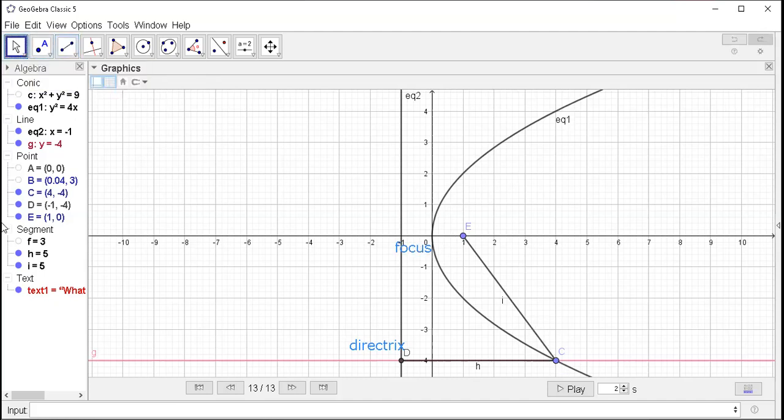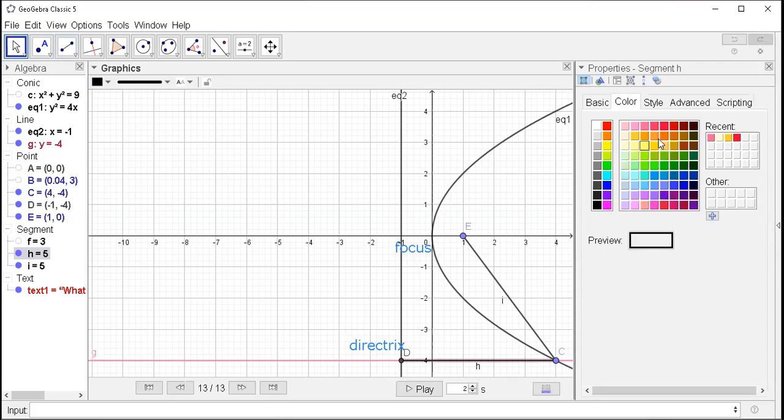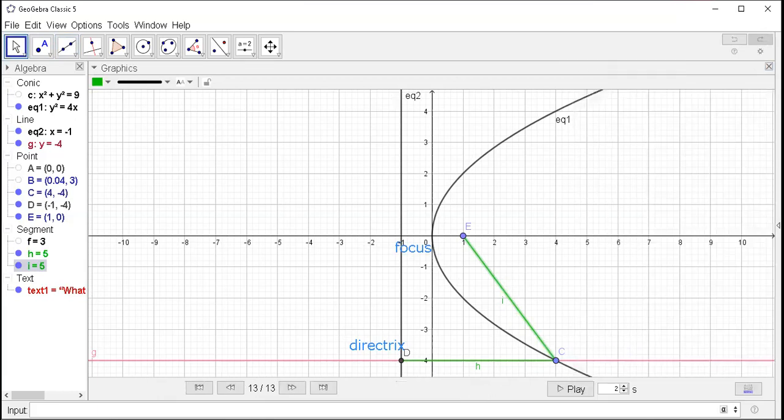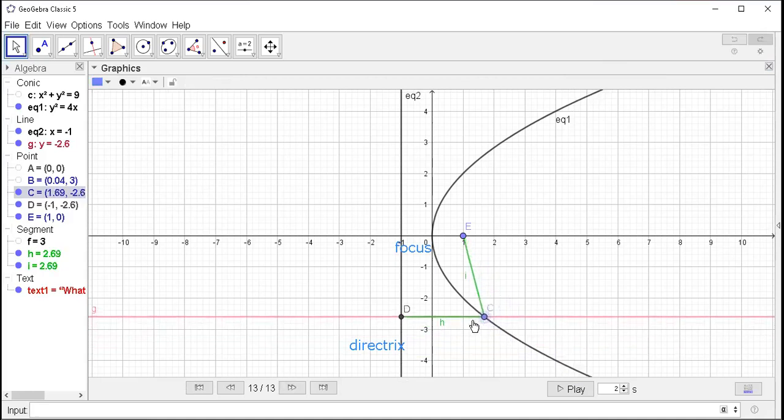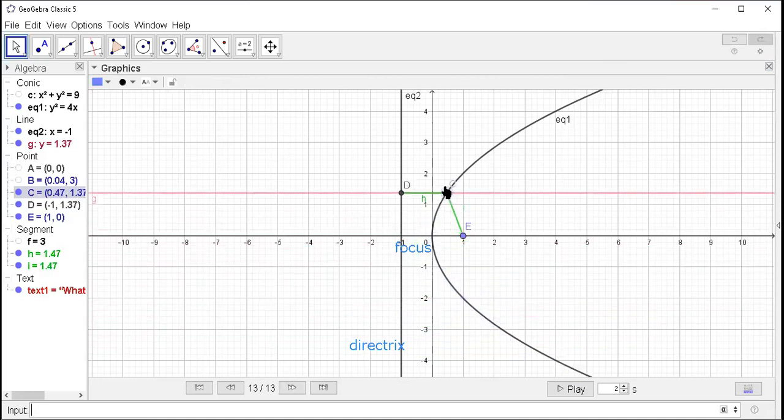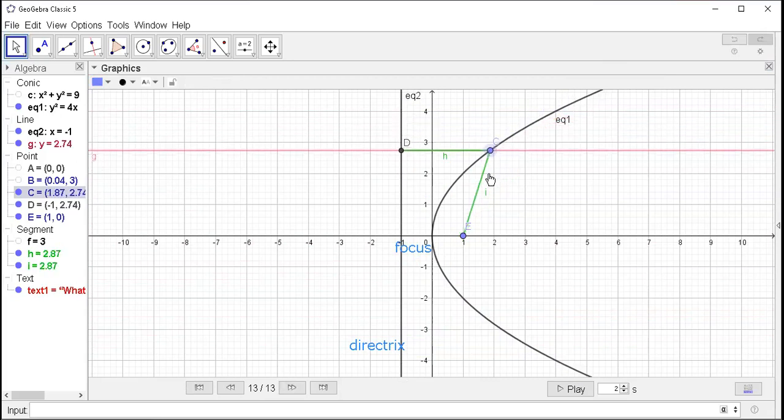Now what I'm going to observe is that H and I, where H is depicting the distance of C from my directrix. Are you getting it? So it is the distance of my point C from my directrix. And what about my I? I is the distance of the point from my focus. So these H and I values, you will observe they will not change. Wherever I'm moving my point C, I can keep moving. But wherever I move, this distance is not changing.